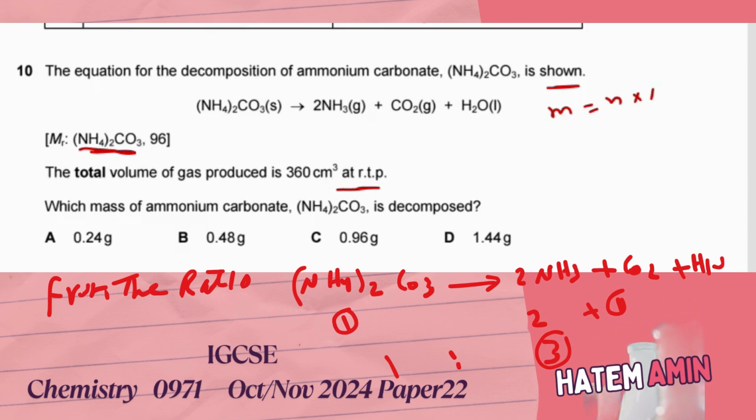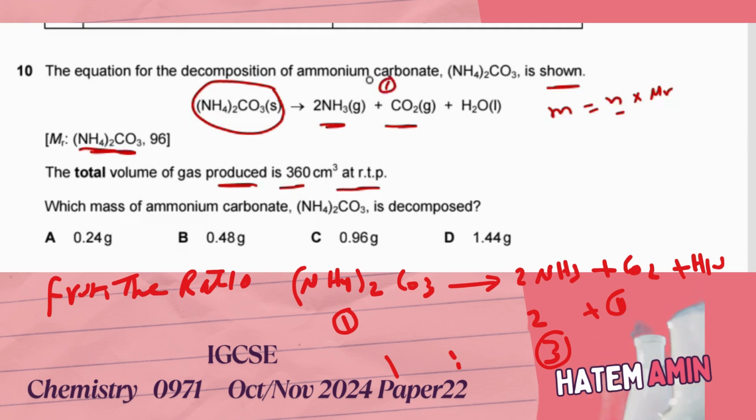the molar mass. So now we need to find the number of moles of ammonium carbonate from the stoichiometric equation. And he gave us information: the amount of gases produced in that reaction is 360. How many gases do we have here? We have two gases, carbon dioxide and ammonia. Here we have just 1 mole of carbon dioxide and 2 moles of ammonia. So these 2 moles and 1 mole of carbon dioxide are 3 moles.